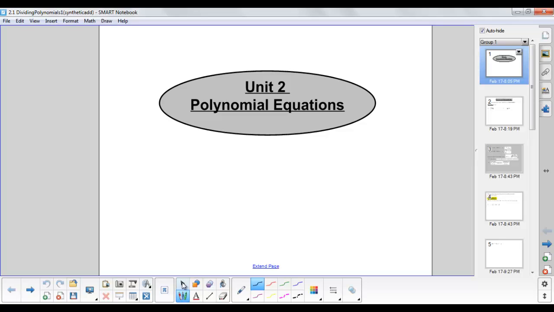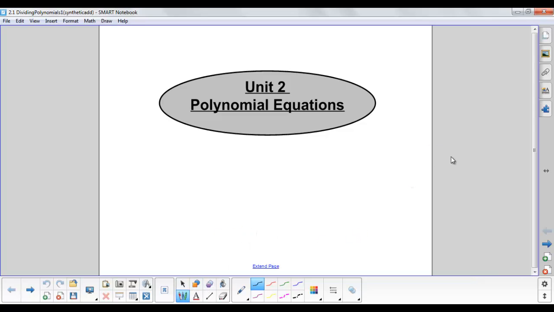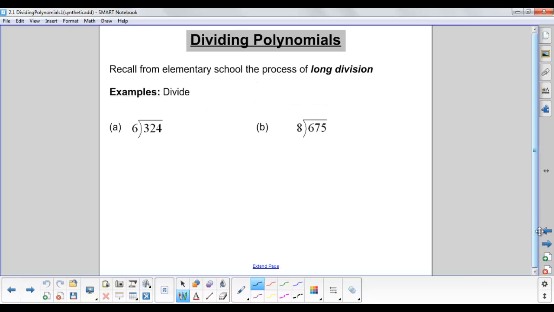Hello everyone, and welcome to the first lesson of Unit 2, Dividing Polynomials. So we will start off with some simple long division that you did in elementary school. We'll start by dividing 324 by 6.